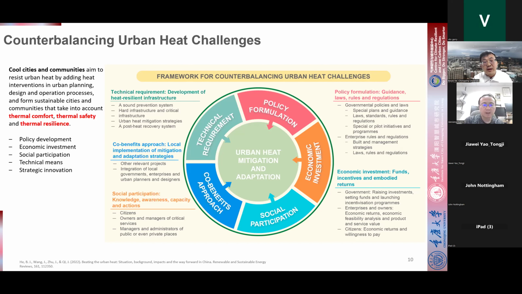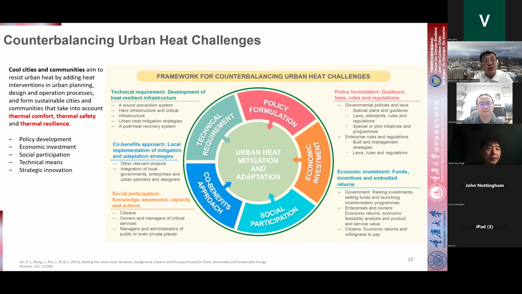And also for the co-benefit approach, as Professor Huang Jianxiang has mentioned, using green buildings to mitigate the urban heat. It actually uses the multiple benefits of existing sustainable initiatives, like in China the smart city, and in Australia the water sensitive urban design, and so on. Another thing is to ensure the public has the knowledge and awareness to protect themselves, and also to enhance the capacity of the government and the industry to act.